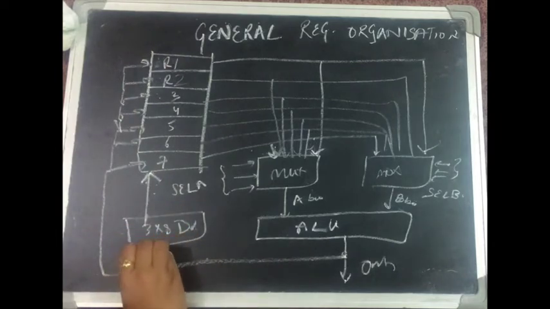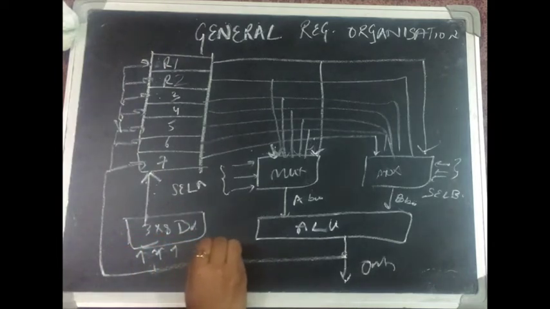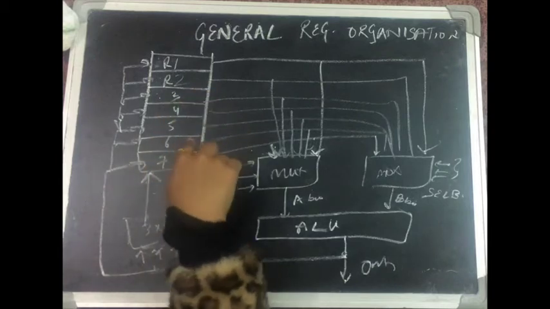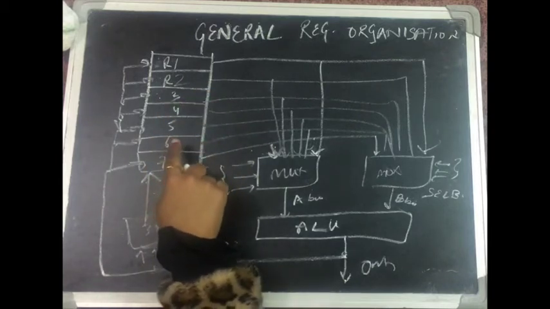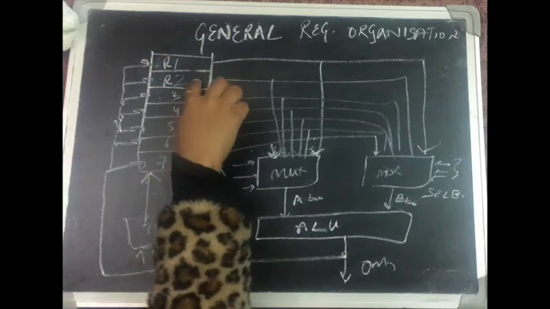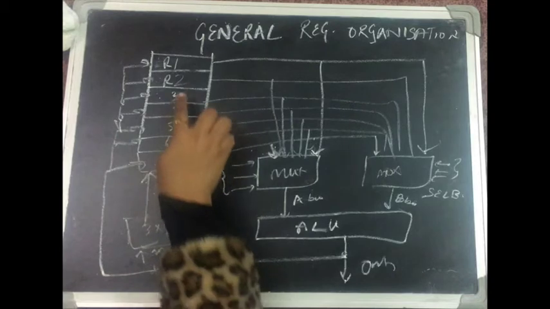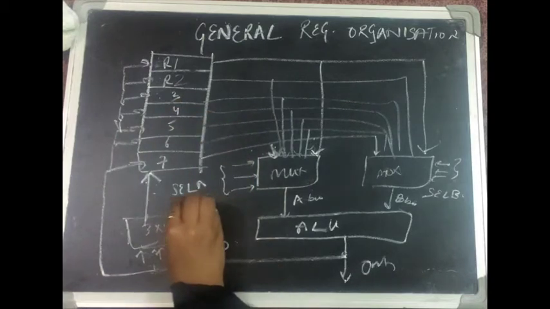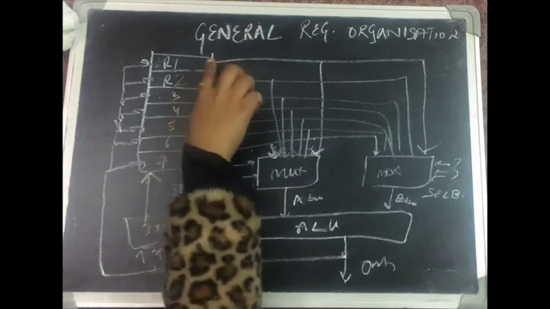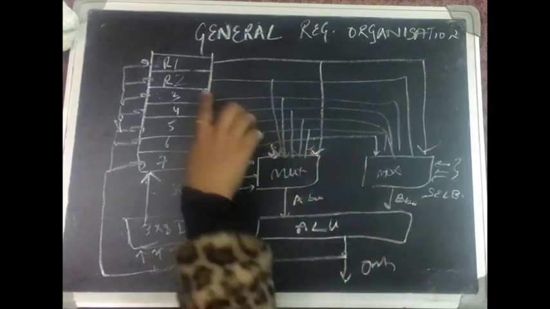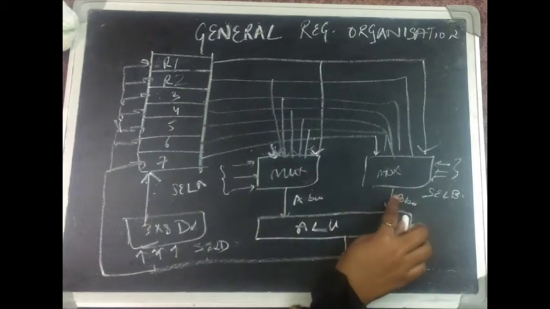Here I'll give the select lines for the destination, and they will be called SELD. Basically we have 7 registers, which act as both the input and the output for the data. Suppose I have data in registers R1 and R2, and I want to store my addition in R3. With the help of select A, I will allow the data of R1 to enter bus A, and with the help of select B, I will allow the data of R2 to enter bus B.